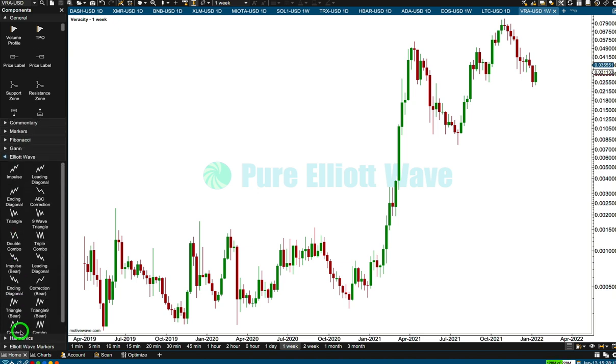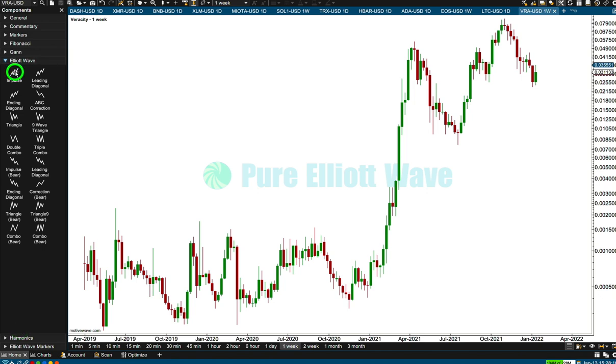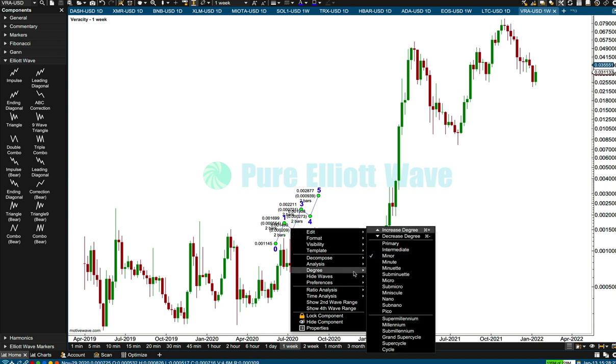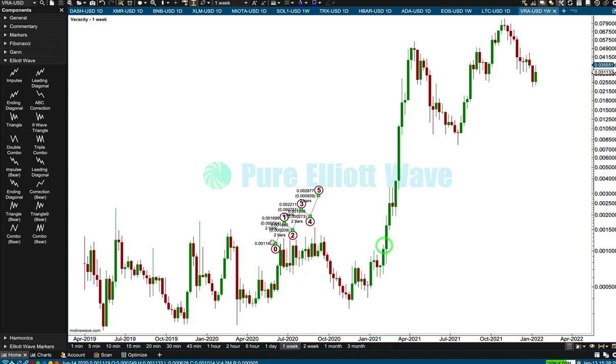Let's bring some Elliott wave labels in here. I want to see if this one is exhibiting Elliott wave structures, and the only way to find that out is to have a go. Let's start at probably primary degree for this. I'm going to start the count at the low here.